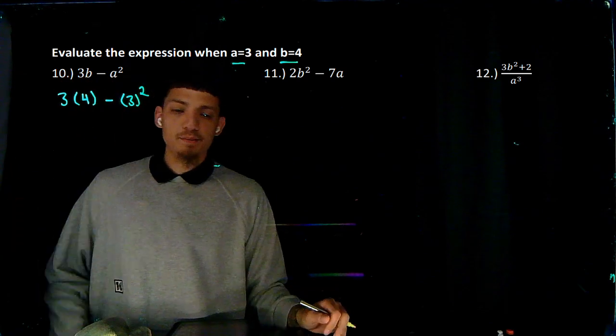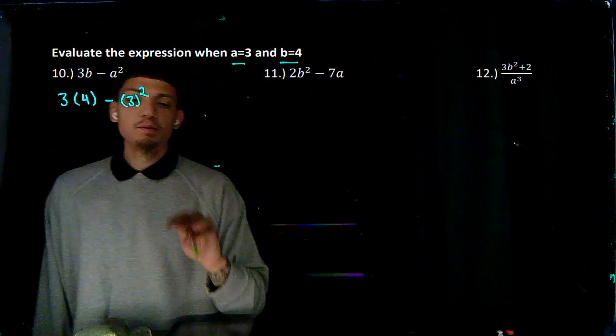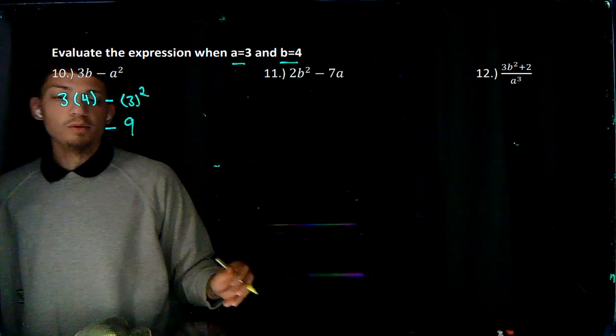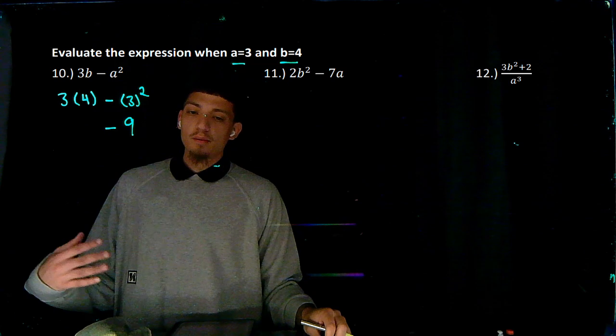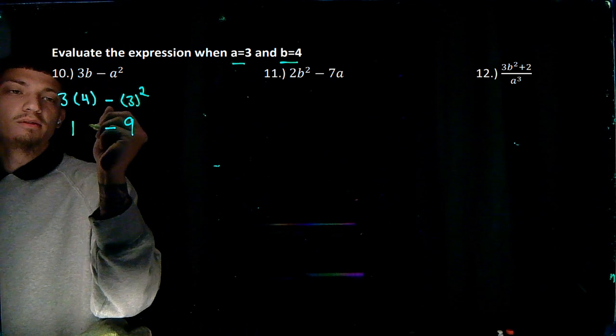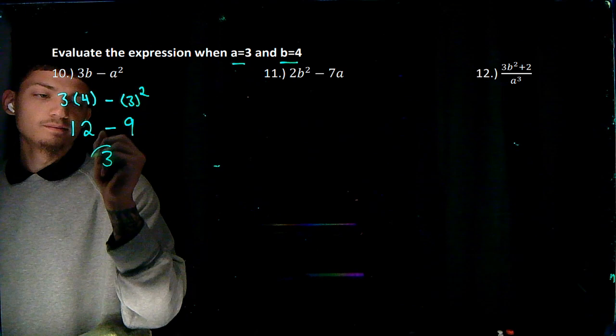So we think about PEMDAS. We don't have anything inside parentheses to solve for, so we move on to exponents, which we do have. 3 squared is equal to 9. Then we move on to the next thing, multiplication, which we do have. 3 times 4, which is 12. Then 12 minus 9 is equal to 3.